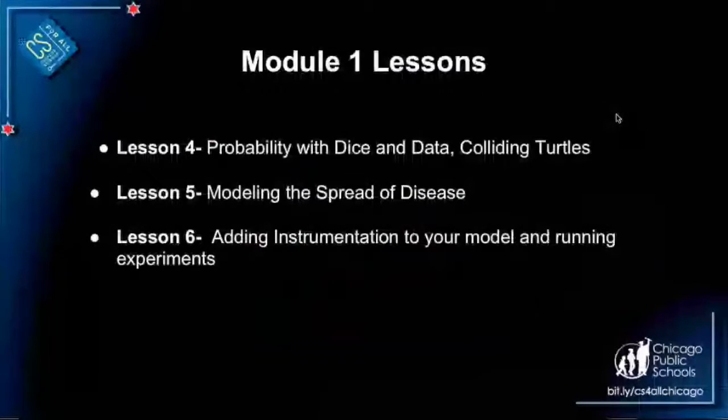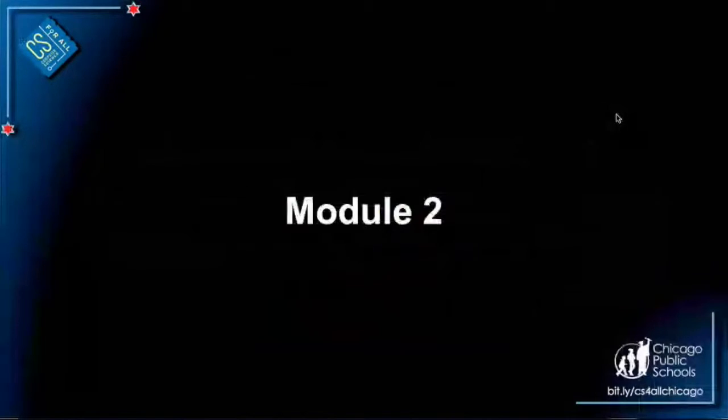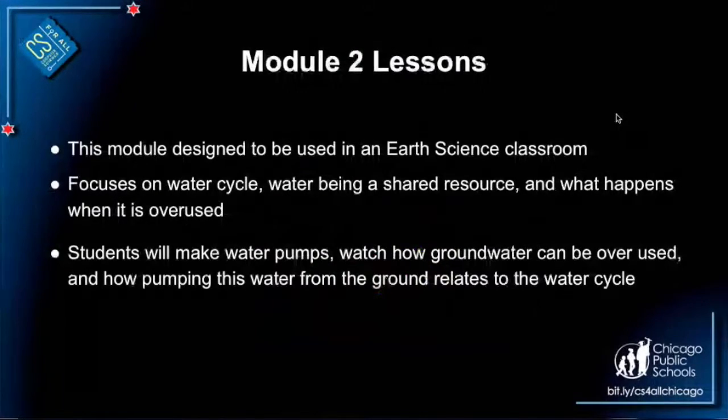So module 2, you and your students are looking at Earth Science in the classroom. The focus is on the water cycle, water being a shared resource, and what happens when it's overused. So you and your students will make water pumps, watch how groundwater can be overused, and how pumping this water from the ground relates to the water cycle. All of the things that Kerrie just spoke of in Module 1 is what prepares you and your students to be able to do the programming inside the other modules, modules 2, 3, and 4.